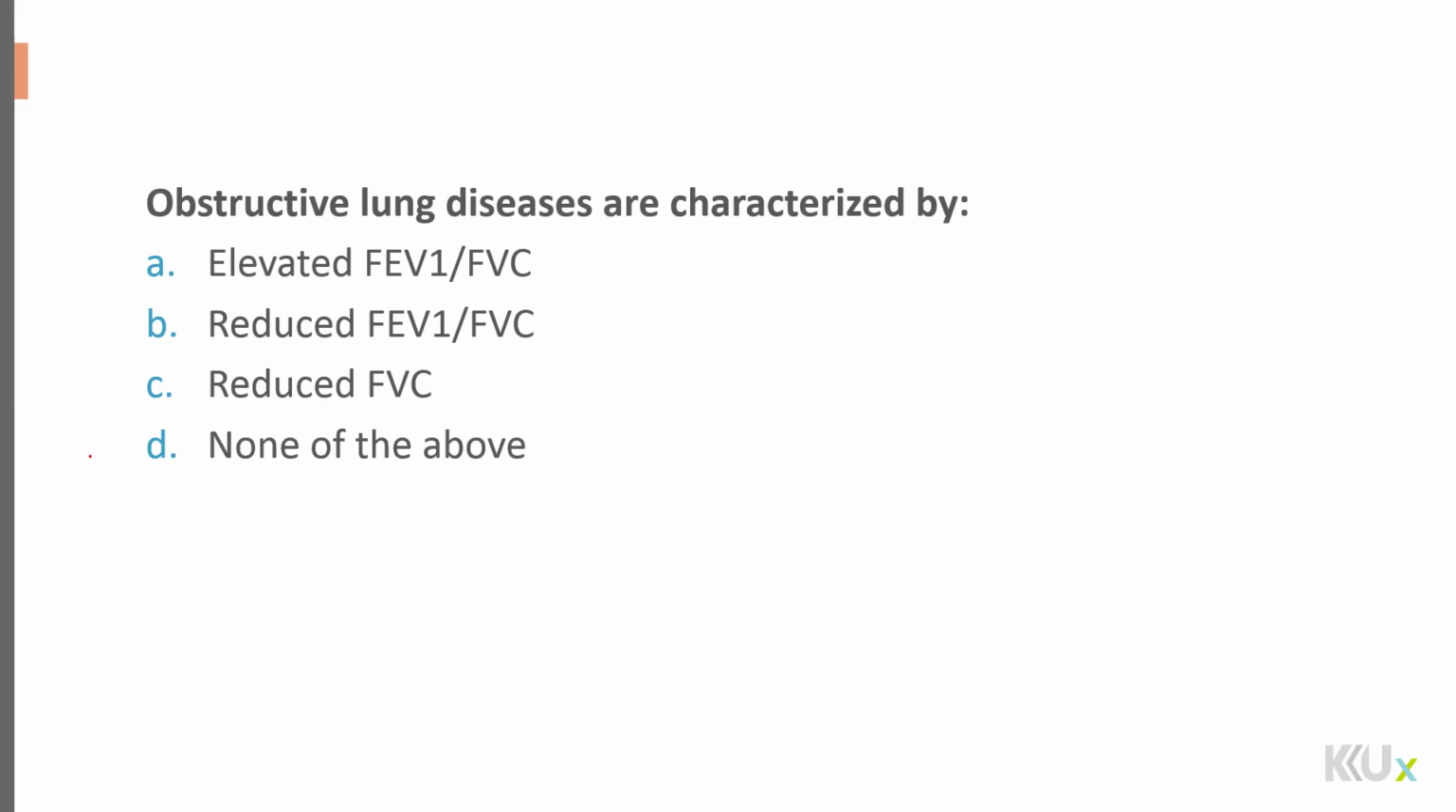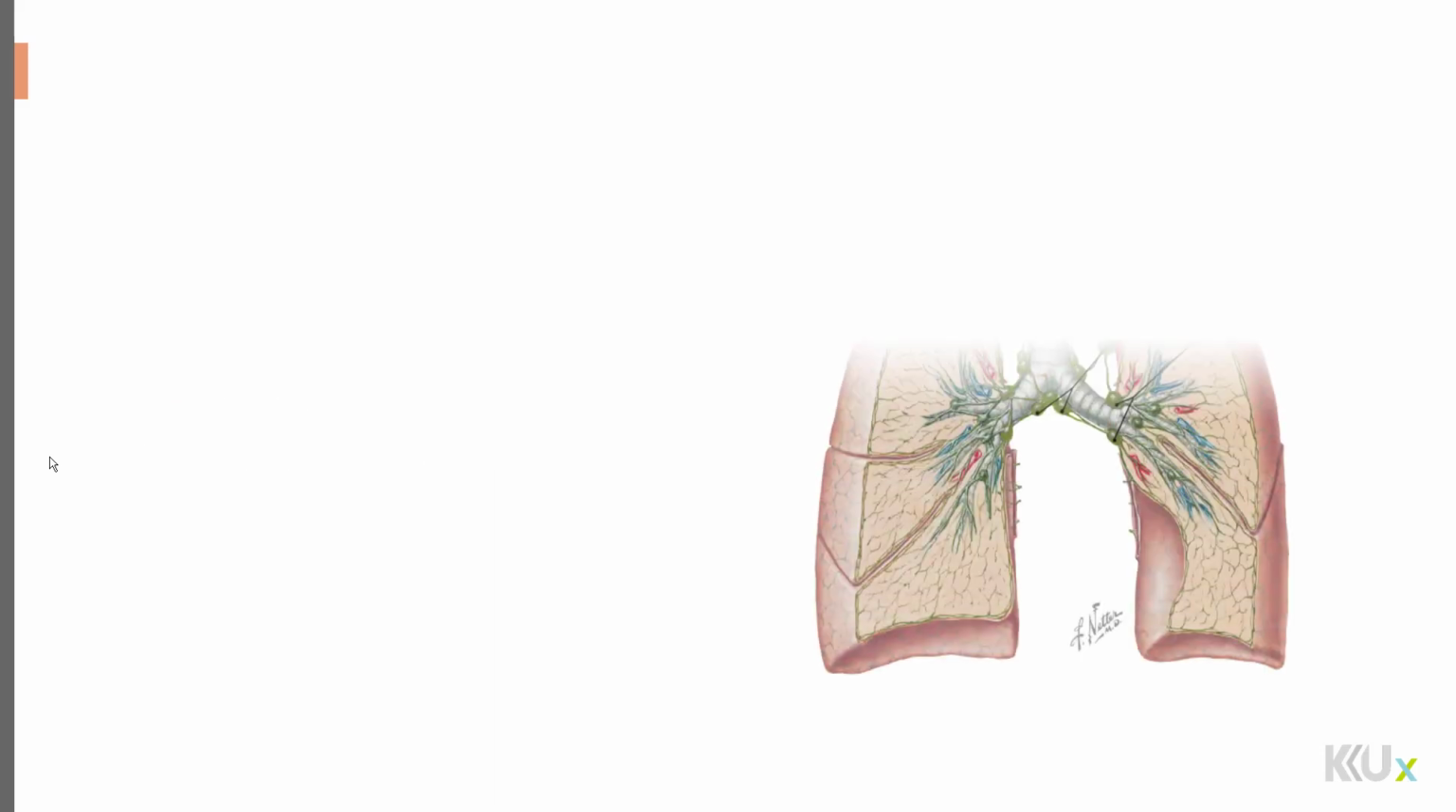So what do you think? Obstructive lung diseases are characterized by elevated FEV1 over FVC, reduced FEV1 over FVC, reduced FVC, or none of the above. Try to recall that knowledge.